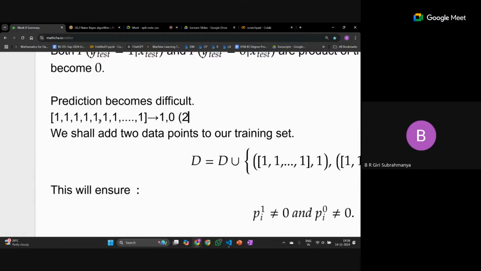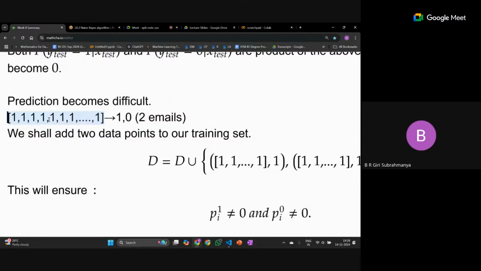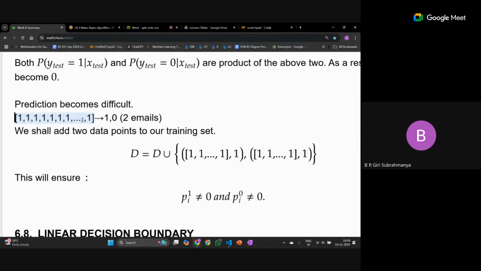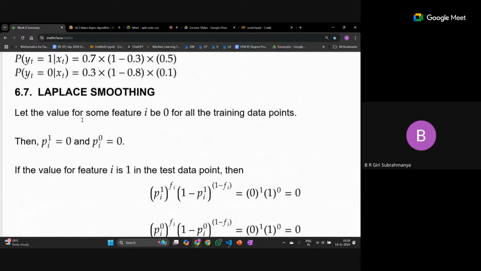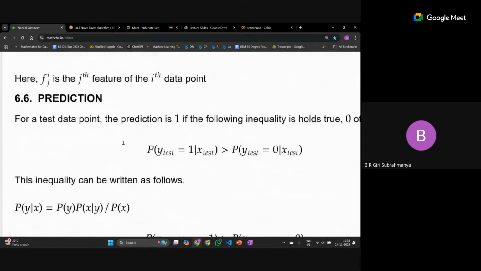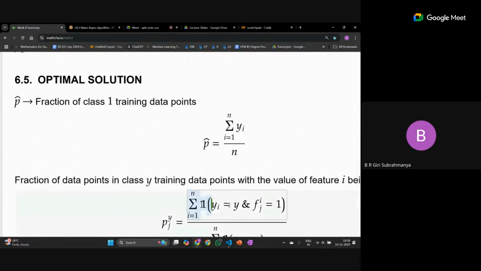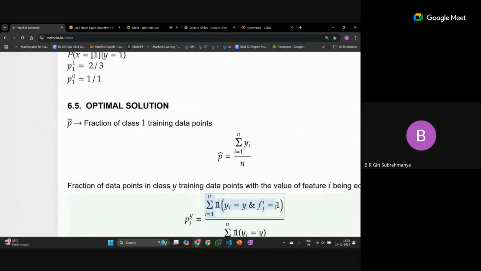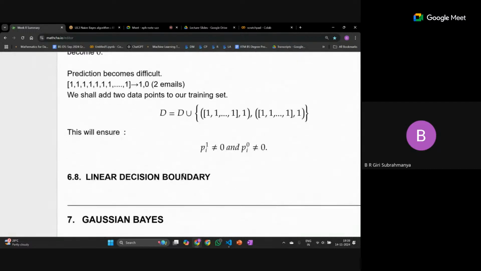One with label 1 and the other with label 0. So you're going to add two emails. These two will ensure that these two are not 0. If these two are there, then the numerator of the fraction will at least have 1, so it will not become 0. Clear?